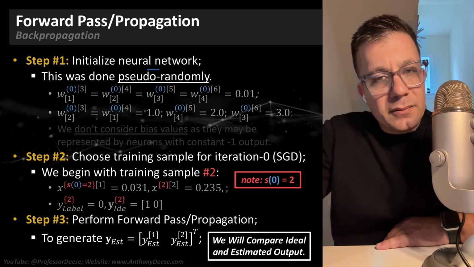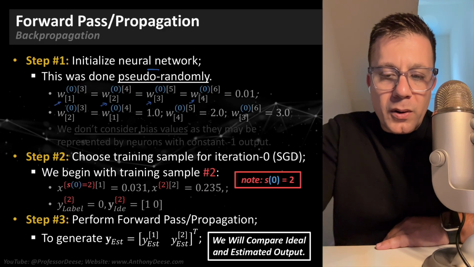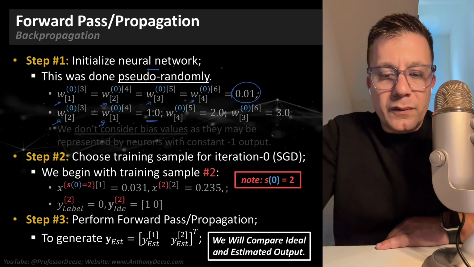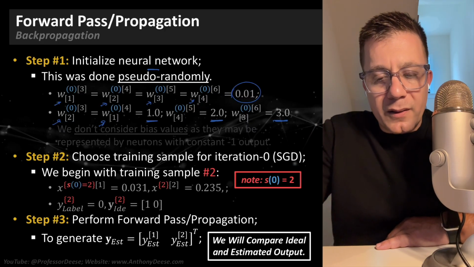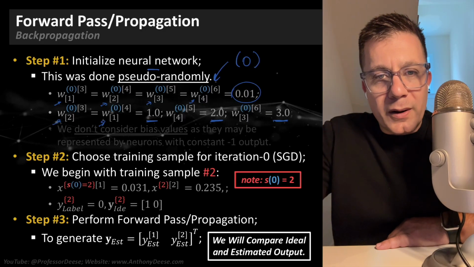We have 8 synapse weights total. 4 of them, as shown here, were initialized to a value of 0.01. 2 are initialized to a value of 1. 1 is initialized to a 2, and another one is initialized to 3. You can read the values on your own. All of these, as shown by the parentheses superscript, are for iteration 0.